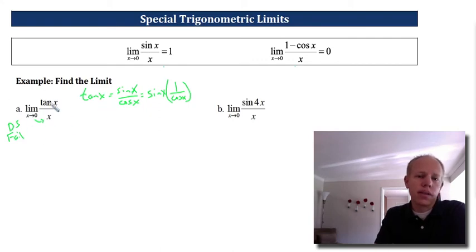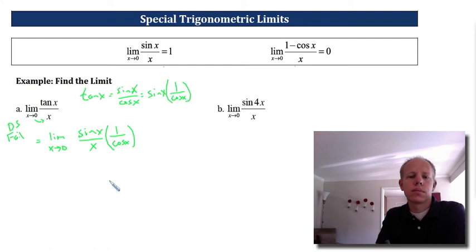So we're going to rewrite this now using sines and cosines. We have the limit as x approaches 0, and tangent x we're going to rewrite as sine x times 1 over cosine x, and then we're going to leave the divided by x right here. Hopefully you can see that we didn't change this equation. We just rewrote it using this equality right here.